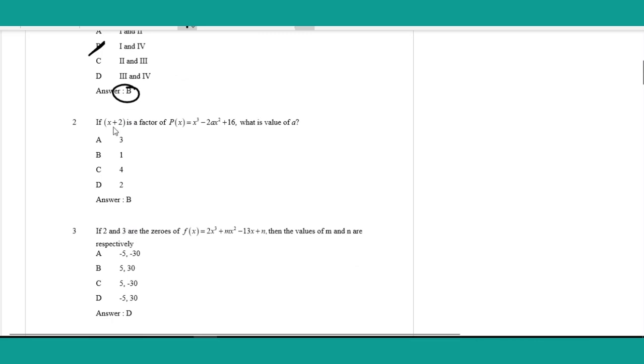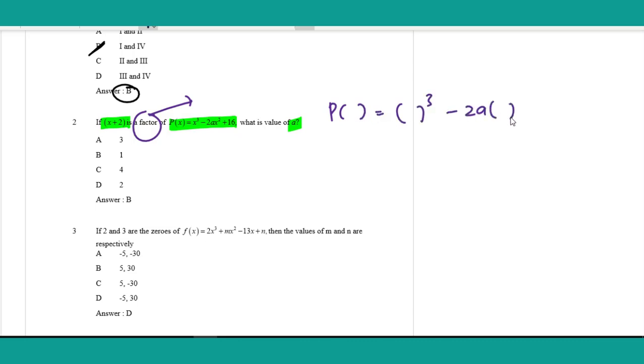Number 2, if x plus 2 is a factor of this. Factor means that when we substitute x here, the answer is 0. So p of something, x squared plus 16, the answer is 0. So how do we find the something here?